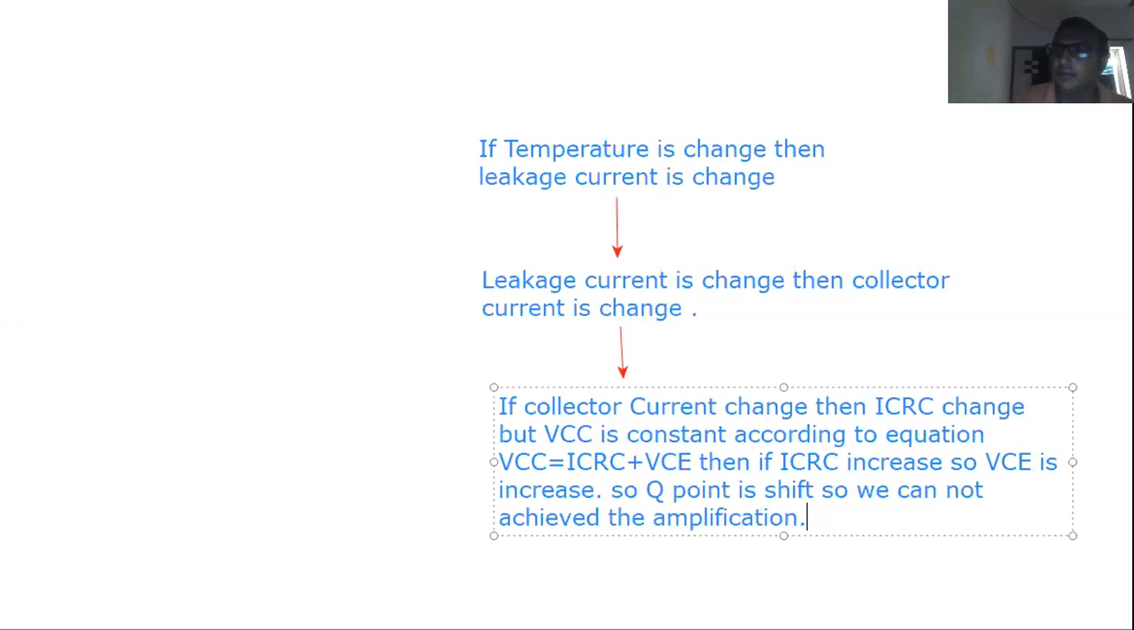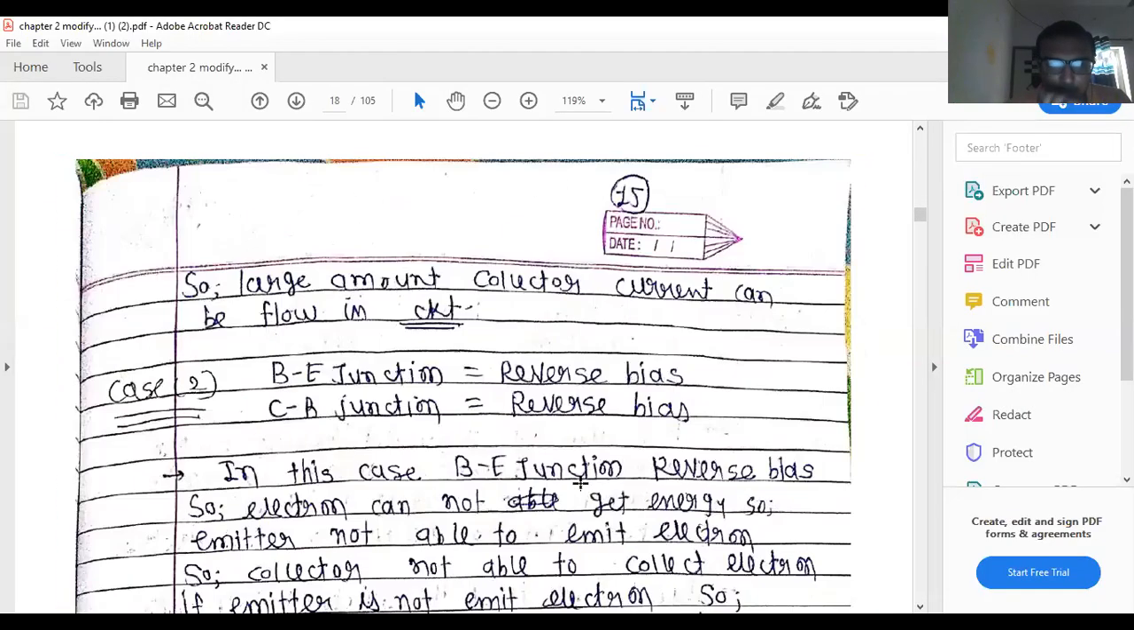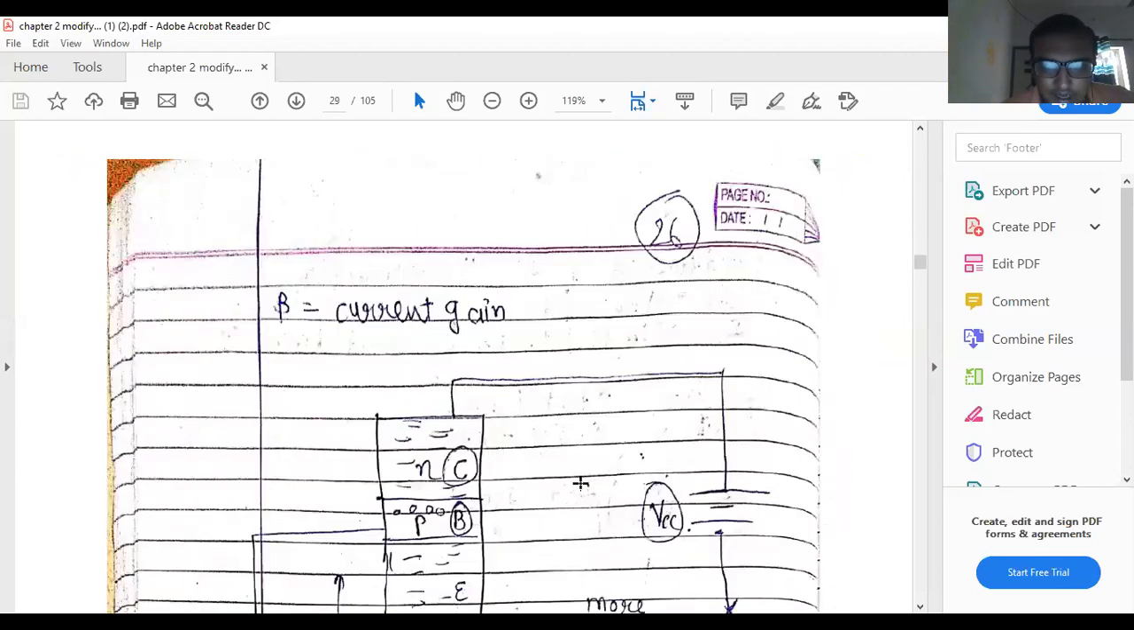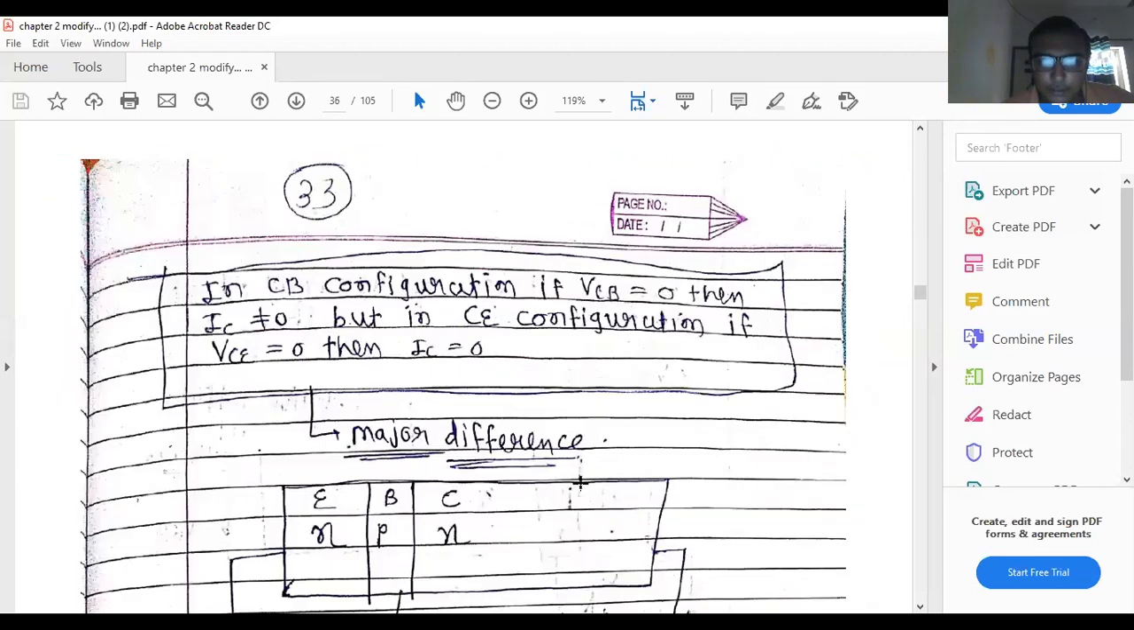So at that time the Q point must be required. So it is the significance related to the Q point. I will explain with the help of a circuit diagram. See this very carefully.